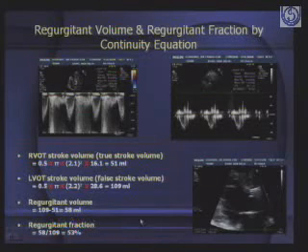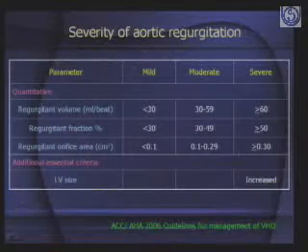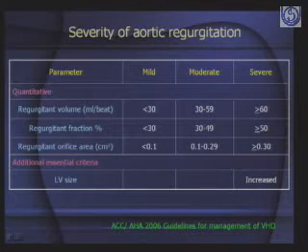Is it done in every lab? Is it done in a routine fashion? I wouldn't think so. However, you have to know that yes, by echocardiography you can find out regurgitant volumes and regurgitant fractions, and you can easily do that by applying the continuity equation. Again, based on this parameter, you can find out the severity of aortic regurgitation.